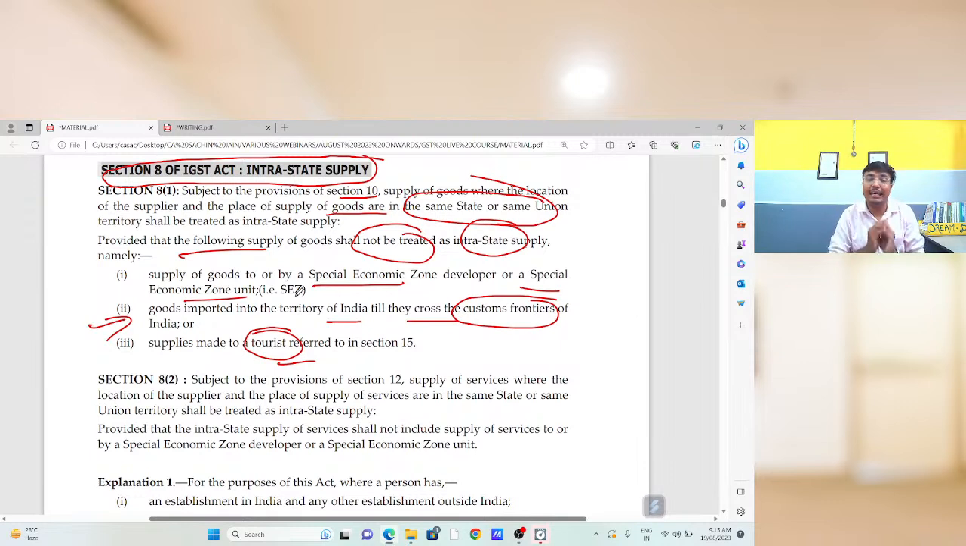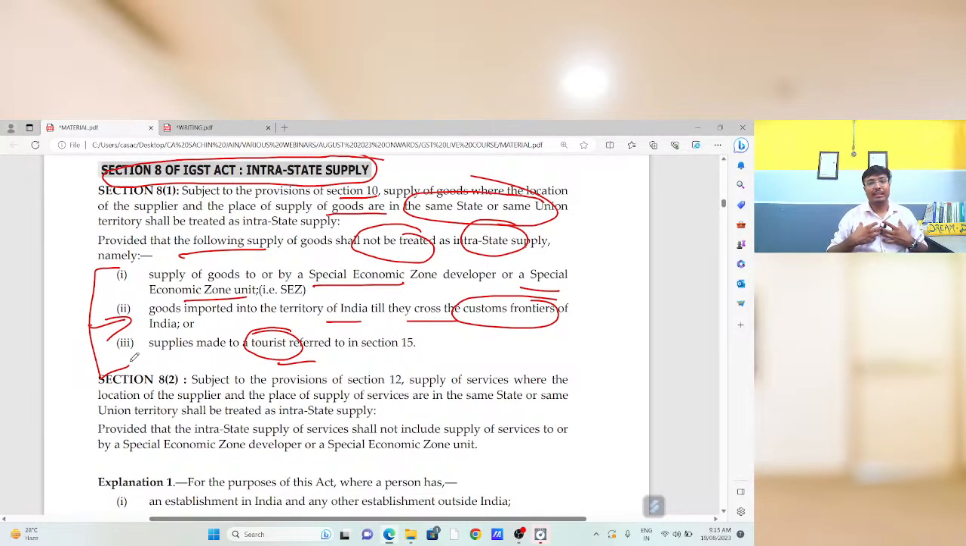under the IGST Act, that is interstate supply, and Section 8 also clearly mentions that in case of import of services or goods, the same should not be considered as intrastate supply. That means the same is to be considered as interstate supply and IGST should be charged. That is the concept. So these are the three exceptions available: one is SEZ unit, second is import, and third is supply made to a tourist.